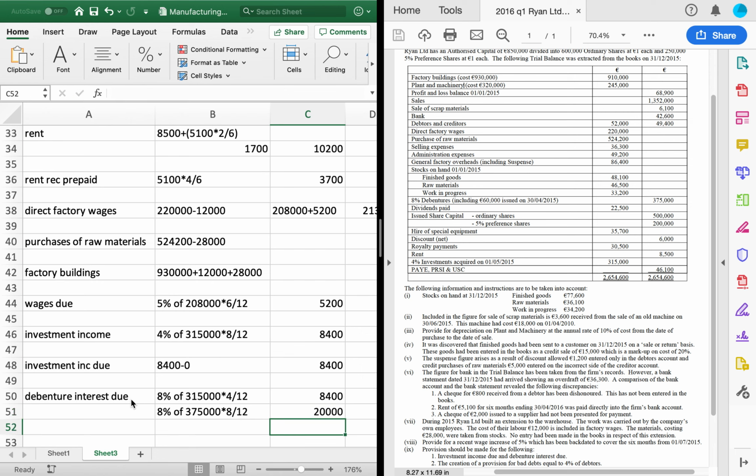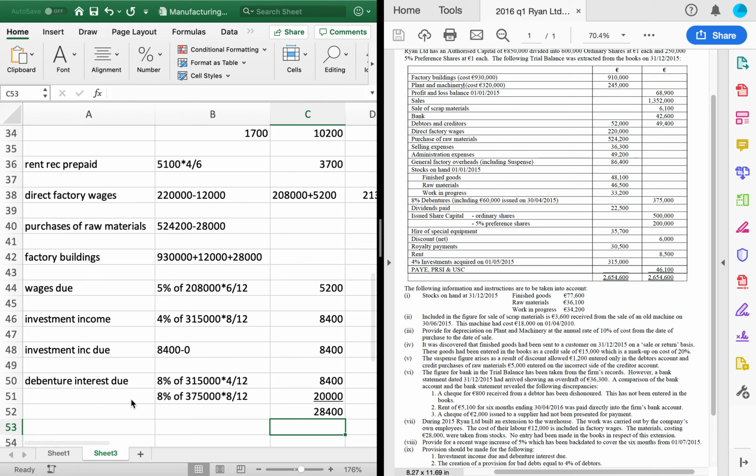Just add those two together. That's 28,400. Okay, so that's all our workings done now. Just quite conscious of the fact that I rushed that fairly quickly because of a class coming up soon enough.